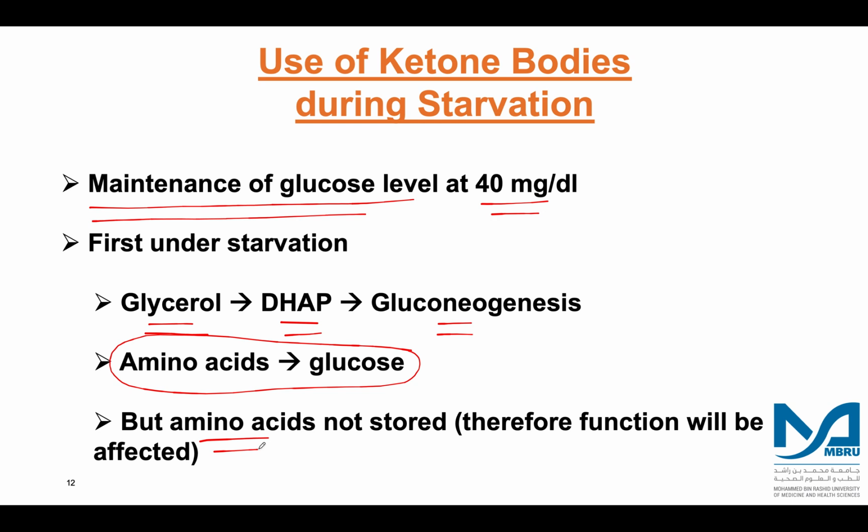And the reason is amino acids are important constituents for the enzymes that are involved in these metabolic pathways. Therefore, the function of the whole physiological system will be impaired or detrimentally affected. So what happens is the ketone bodies that are generated from fatty acids help in sustaining the key organs, especially the brain.